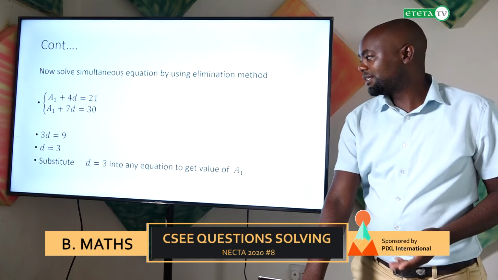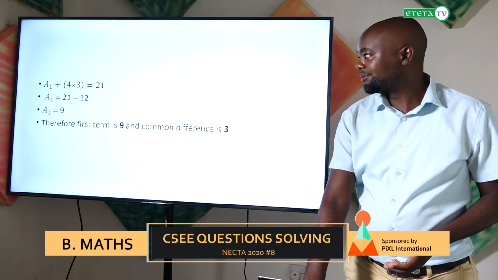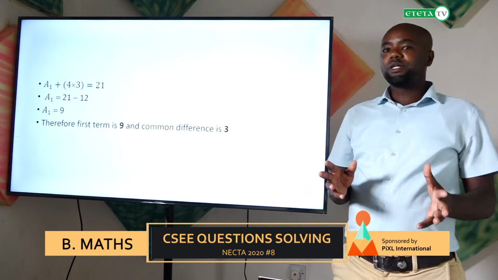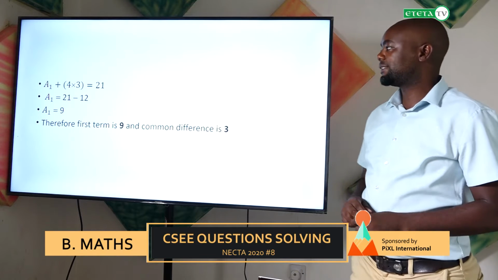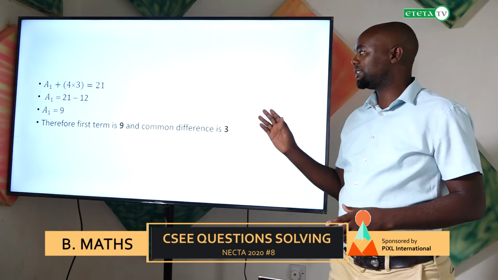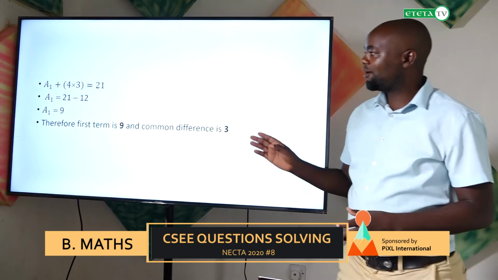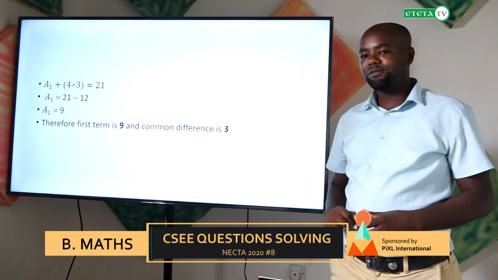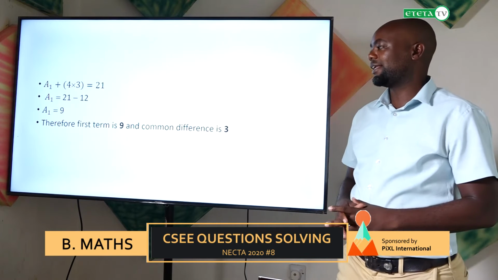Then substituting the value of D, which is equal to 3, into any of the equations, when you use equation 1, you get A1 plus 4 times 3, which is equal to 21. When you rearrange, you get A1 is equal to 21 minus 12. At the end, you get A1 is equal to 9.